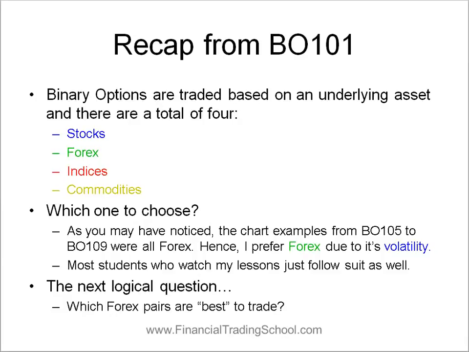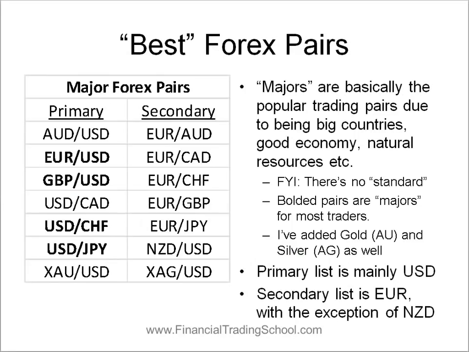So the next logical question is, which Forex pairs are quote-unquote best to trade? So the best quote-unquote Forex pairs are the majors. And these are basically the popular trading pairs due to being big countries, or they're good economies, or they have high interest rates or low interest rates, or whatever the case may be for the economy, or they have natural resources, so they have a high GDP, or they're manufacturing or producing a lot of metals or oil or whatever it is.